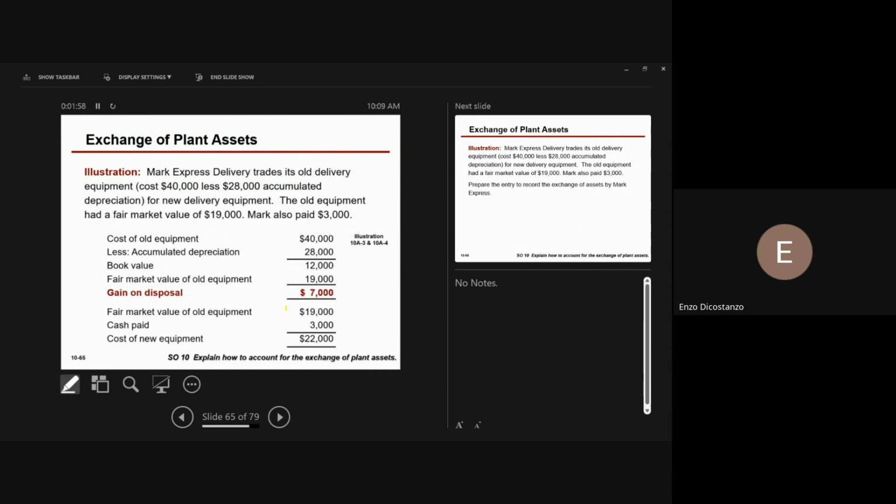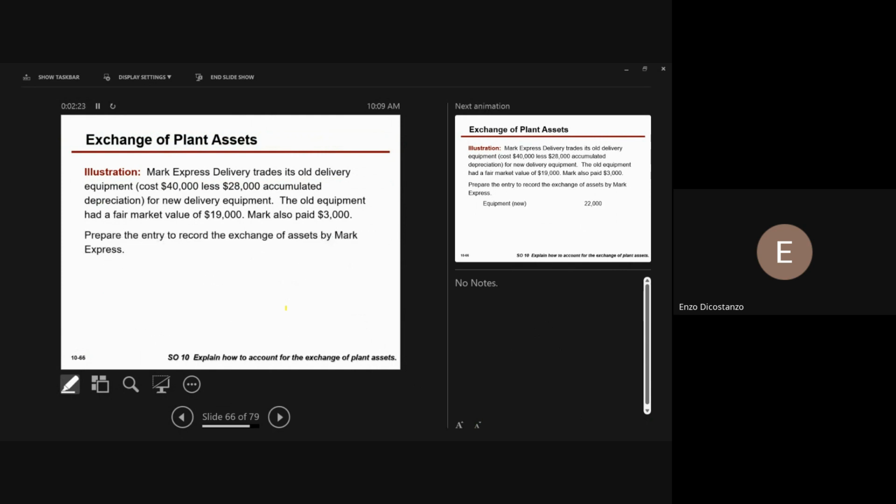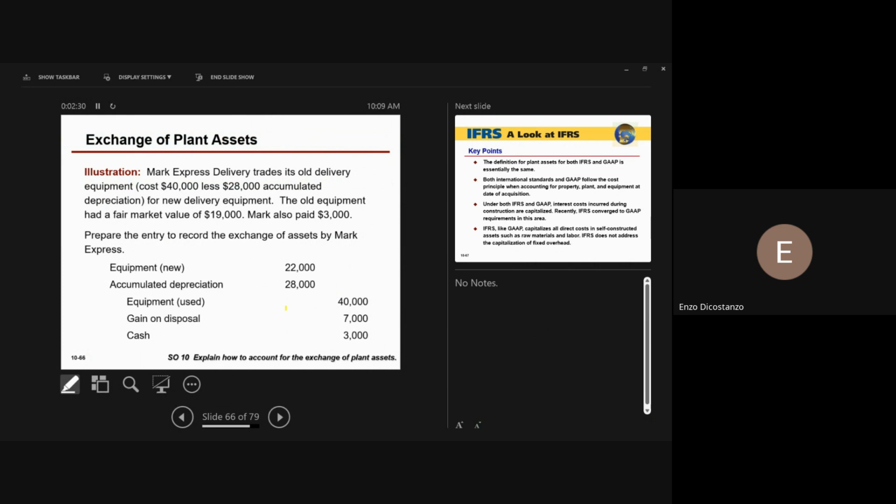And then you have the gain, right? A delivery company trades its old delivery equipment, less accumulated depreciation, for new delivery equipment. The old had a fair market value of 19, and then another 3,000 in cash. That was the 22, and the gain was 7 from that. Okay, because if you're looking, the fair market value was 19, but your book value was 12, but you valued it at 19, so that's how you have the gain. And again, this is just the journal entry for that. But we have to go through this in Excel, how to get the gains and losses.